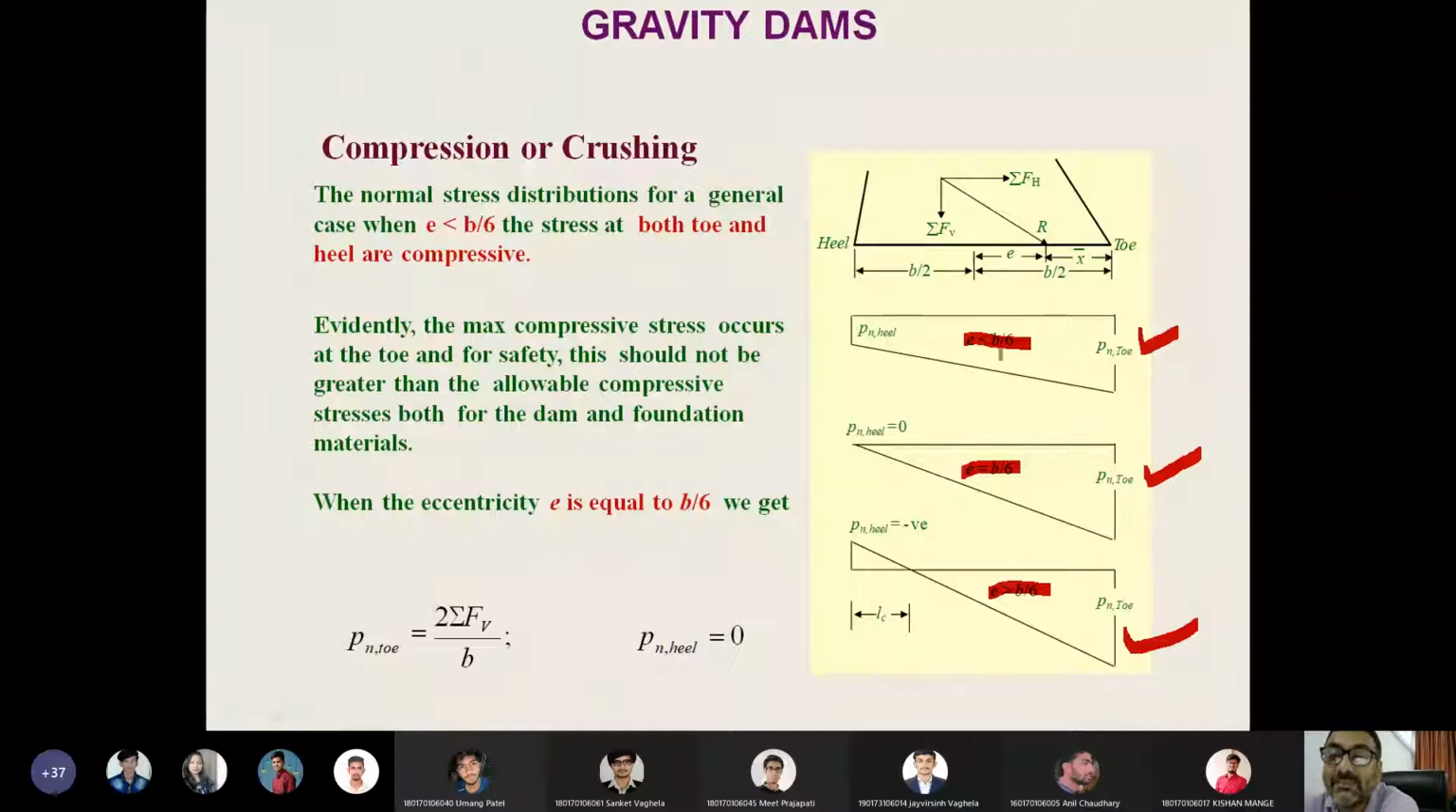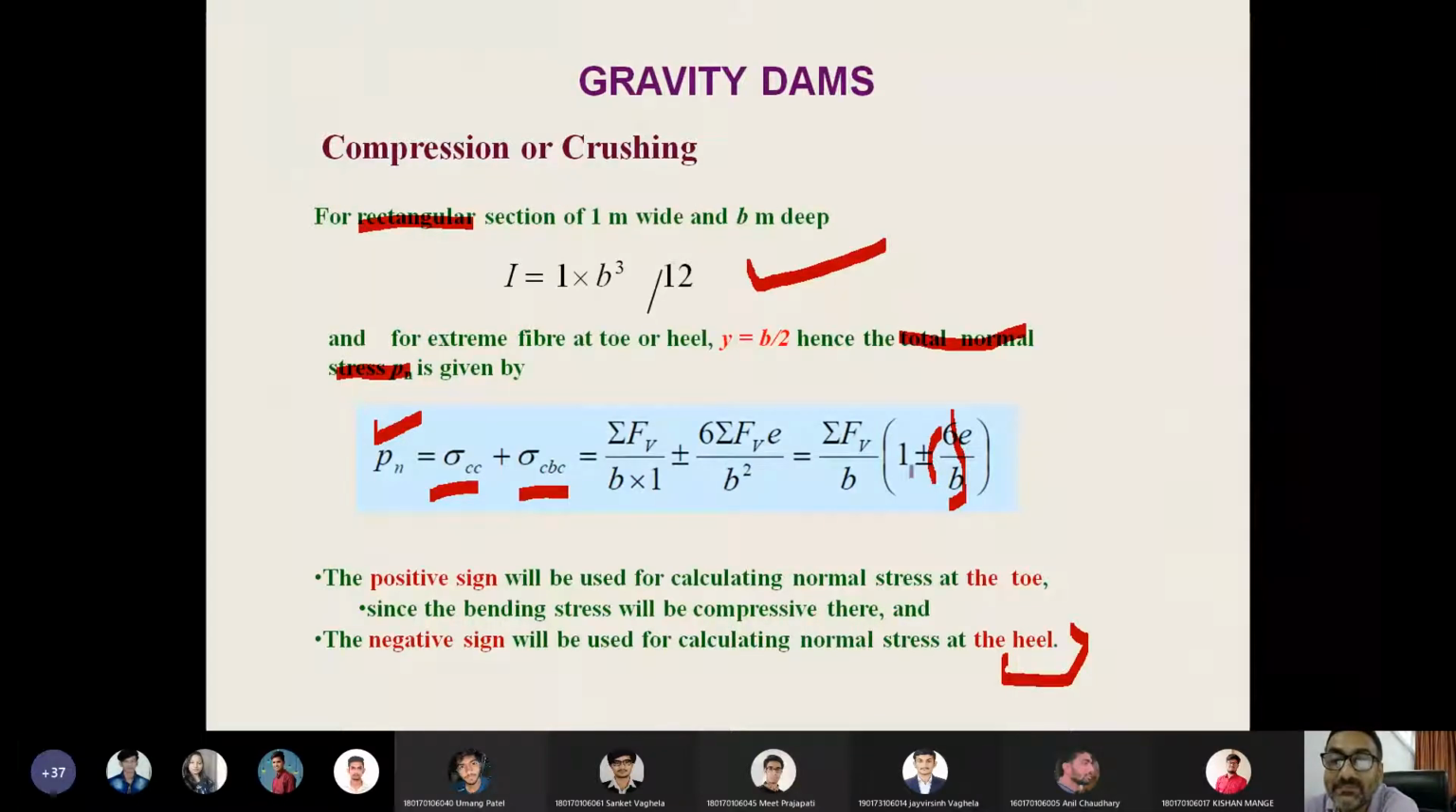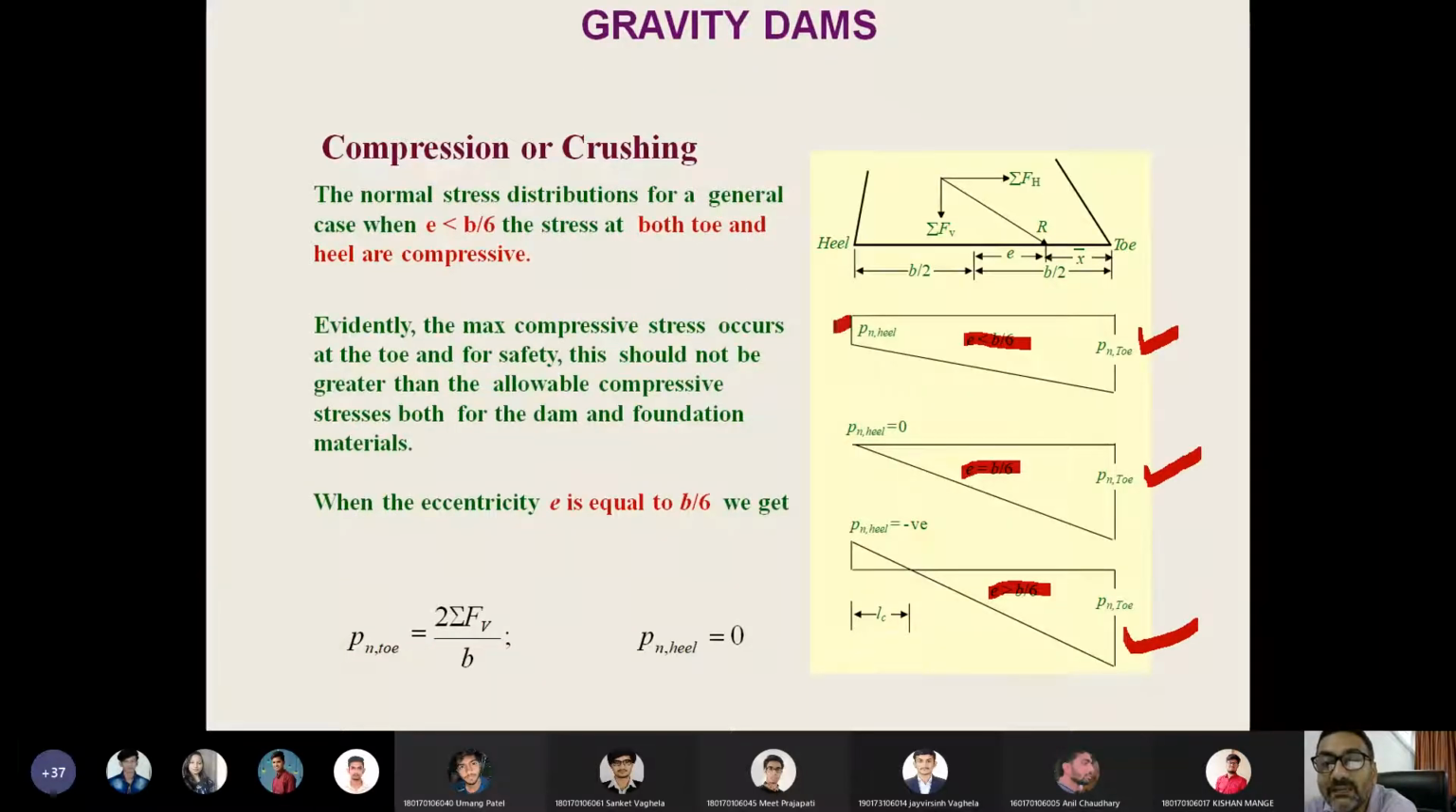Now, when e is less than B by 6, what will happen here? If e is less than B by 6, then this doesn't become negative at the heel, because when we put the minus sign here for the heel, this calculation remains positive. So at the heel we'll get some compressive stresses, not tensile stresses, and the whole normal stress diagram is in compression.